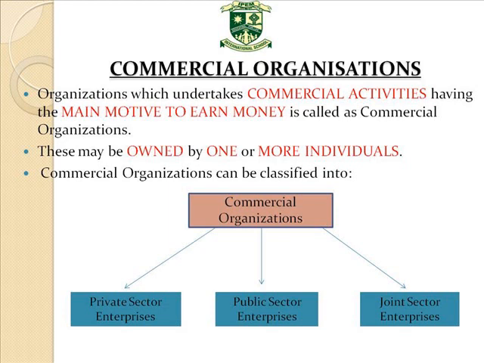The next point says that these organizations are the ones which may be owned by one or more individuals. Again, these organizations are not necessarily supposed to be owned by a single person. It can be owned by an individual or it can also be owned by a group of people as well. Further, it says that commercial organizations can be classified into three categories, that is the private sector enterprises, the public sector enterprises and the joint sector enterprises.